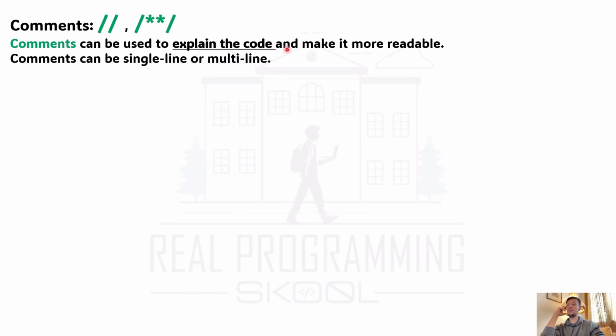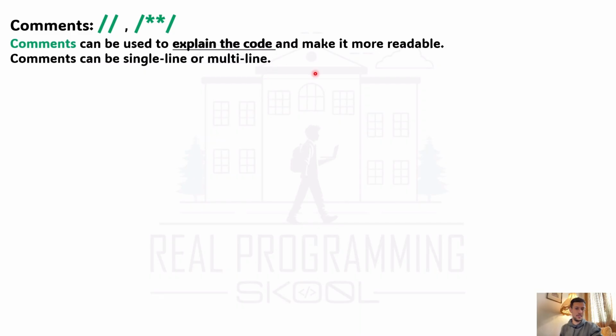Comments can be used to explain the code and make it more readable. Comments can be single line or multi-line. For example, if I have code I want to explain for another developer, or I want to remember it myself, because when you write a program and don't use it for a year or half a year, and you want to get back to it or add another feature or upgrade it somehow, you will forget what exactly the code was doing. So it's better to write comments to explain the code for yourself or for other developers.